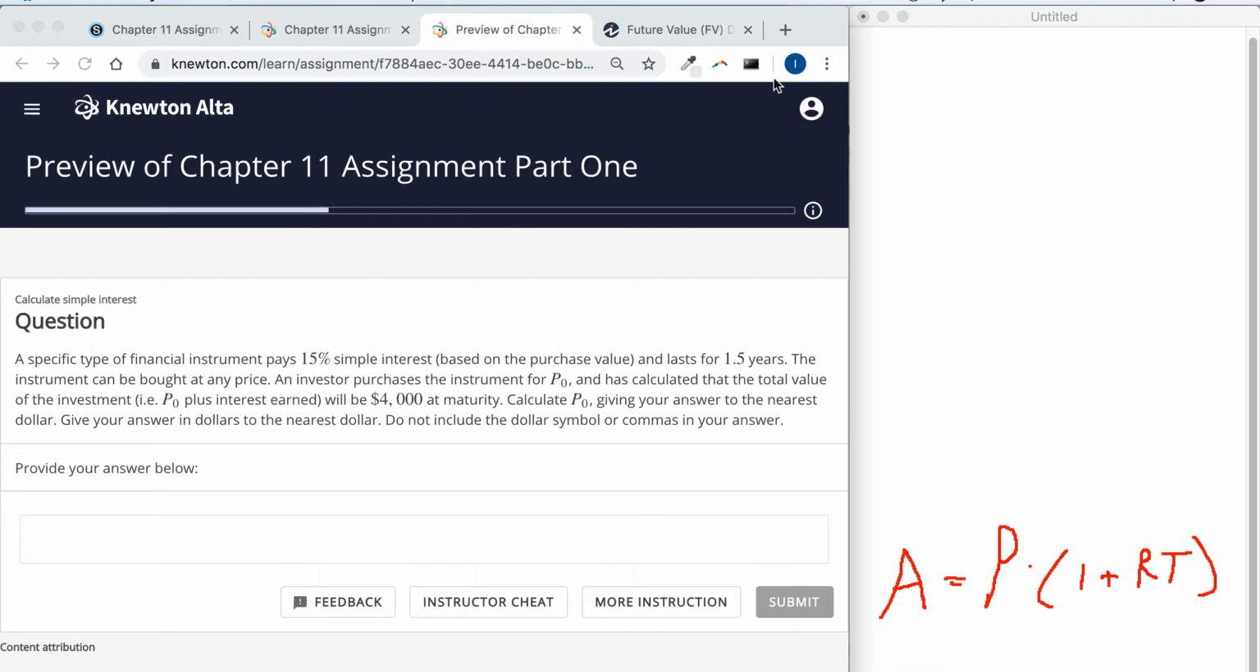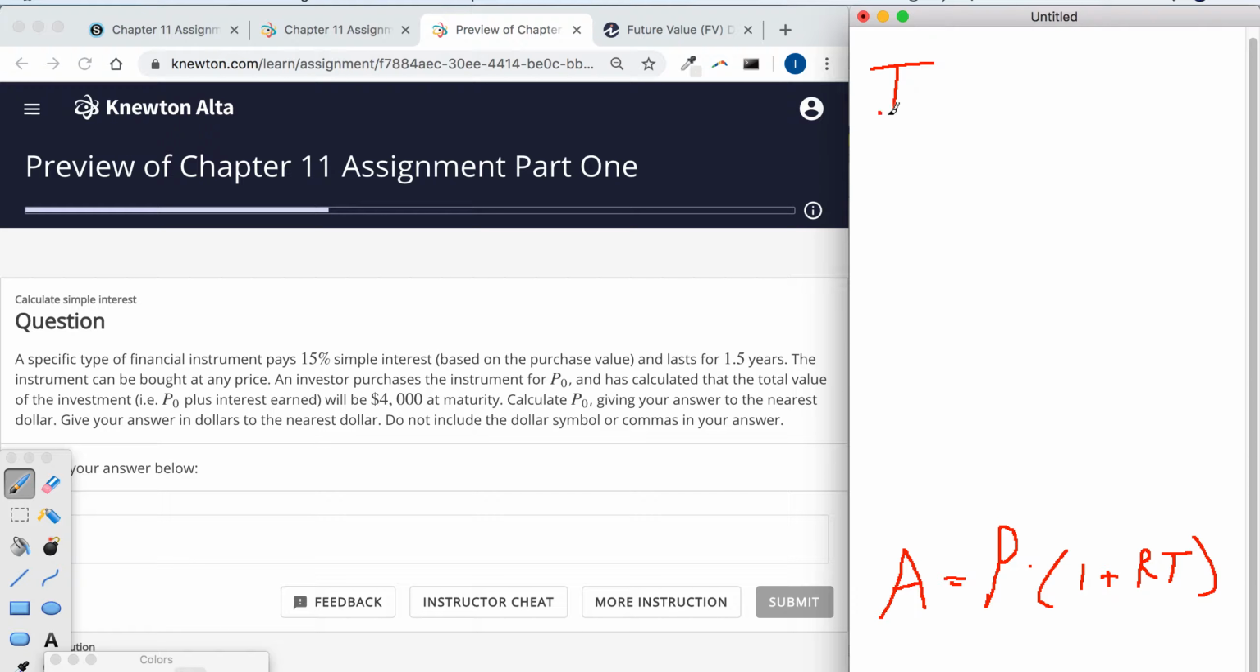So with simple interest, the amount of interest you get is just the principal, the starting amount, times the rate, times the time, usually in years. So the investor expects it to be $4,000 at the end.